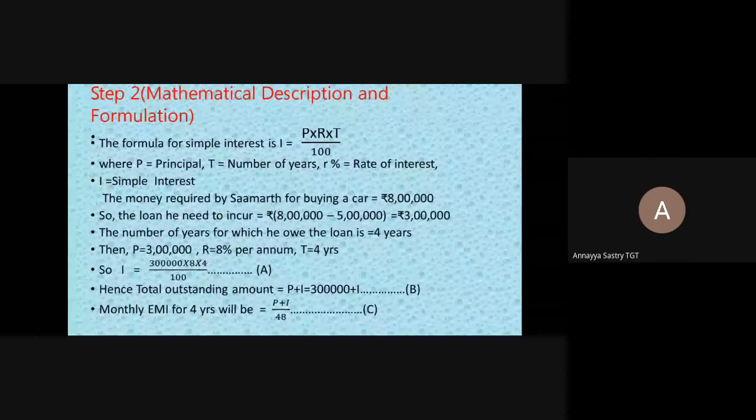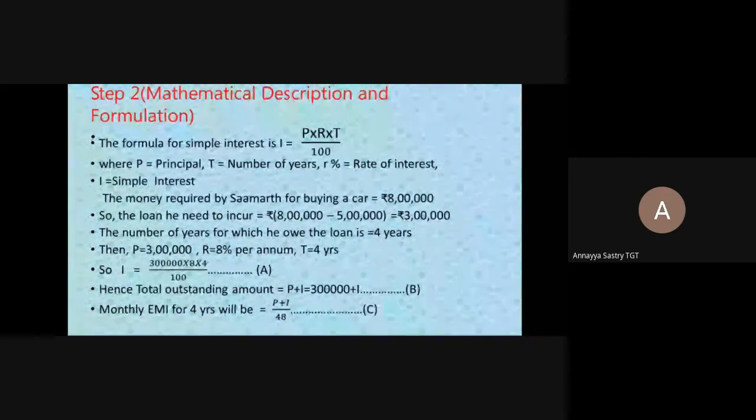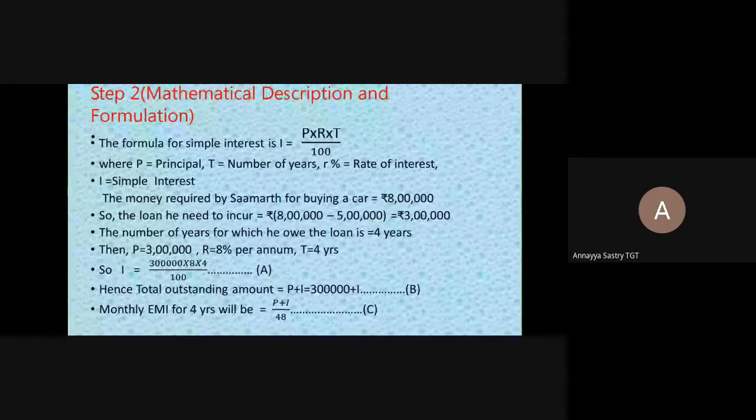So I have formed three equations, A, B, and C. And in the last, I find that the monthly EMI for 4 years will be the principal plus interest divided by 48, that is the number of months. For he has taken it for 48 months, which means 4 years.